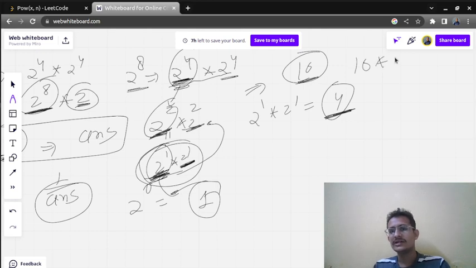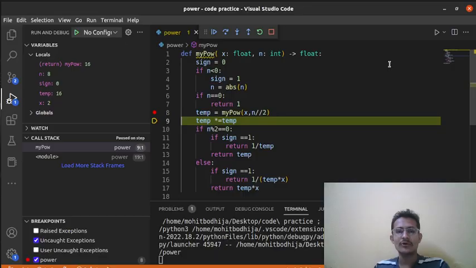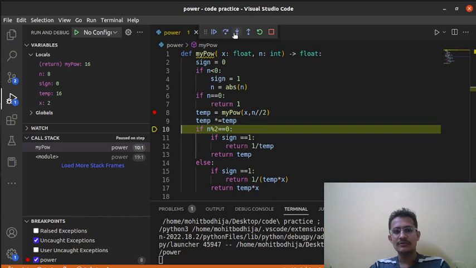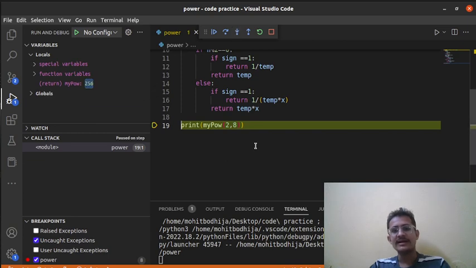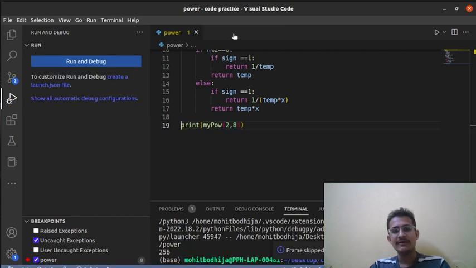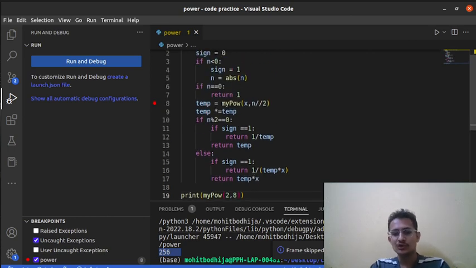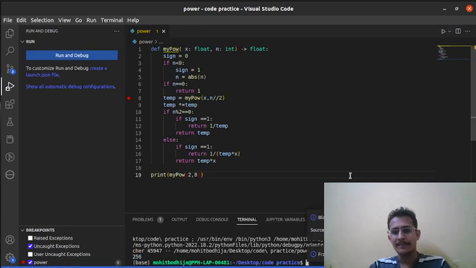So now 16 into 16 is going to happen, and we are going to get our result. So let us move, and we are going to get temp as 256. Here our function call ends, and you can see the call stack has become empty again, and finally we have got our solution, that is 256. So these were the internal calls. I showed you how the internal calls are happening.